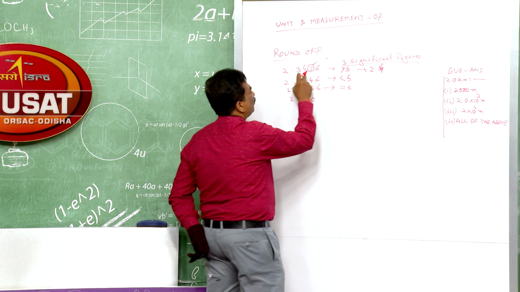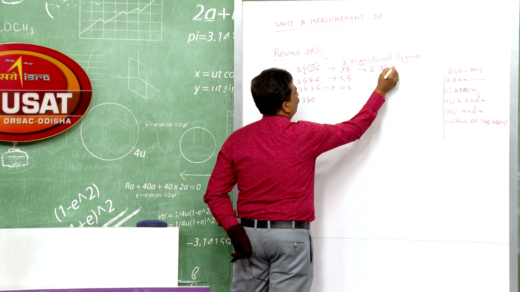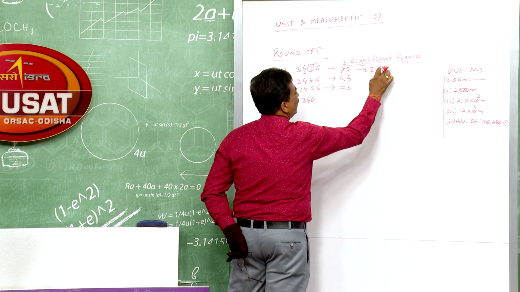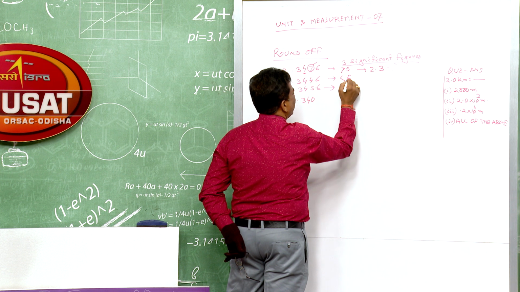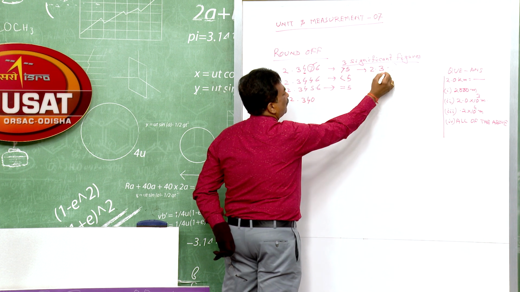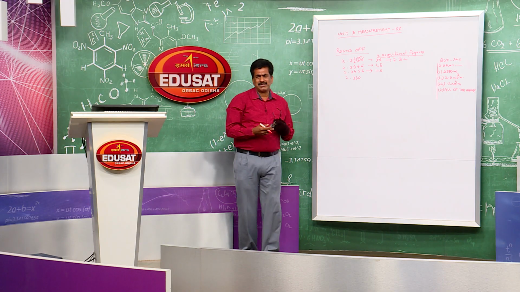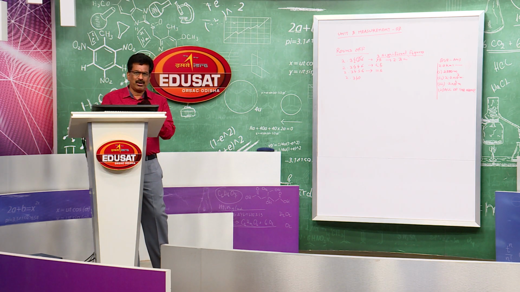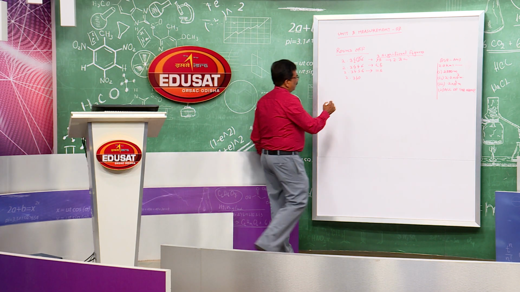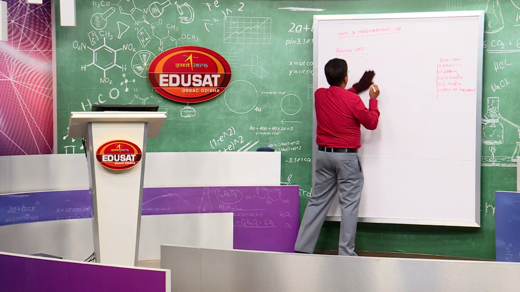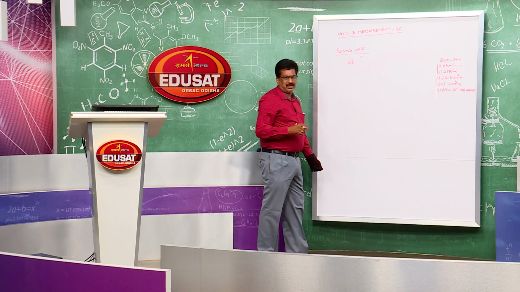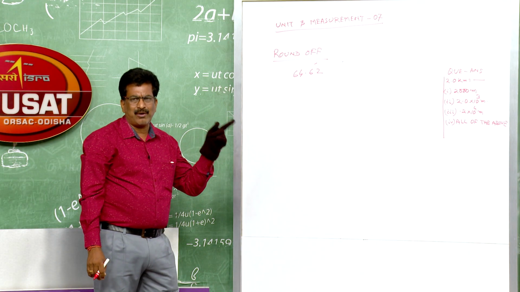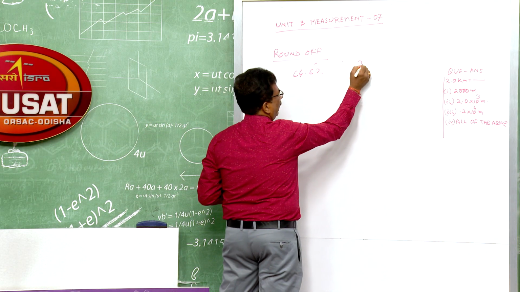That is 2.34. Where the digit to be rounded off is 4, it is less than 5, so the preceding digit stays the same. Let us go for one more example. Suppose you have to go up to 3 places, for 64.62. We have to round it to 3 digits.